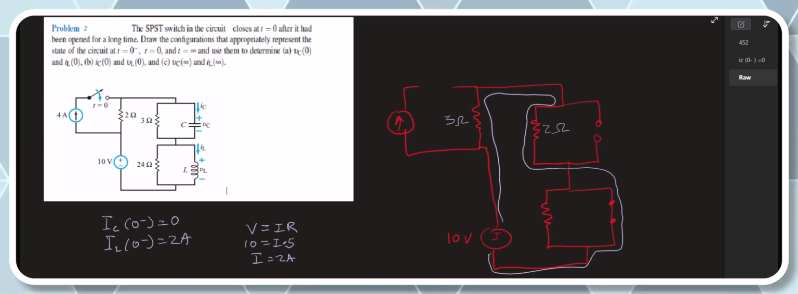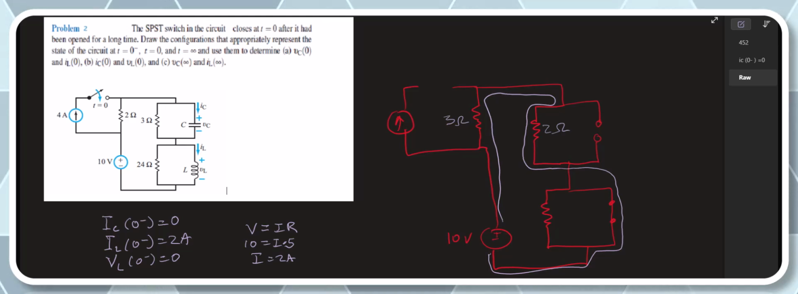Now, because the current is going through the inductor, there's no voltage change over the inductor. It's just a straight wire. So that would be VL of 0 minus equals 0, but that's not the same for the capacitor.